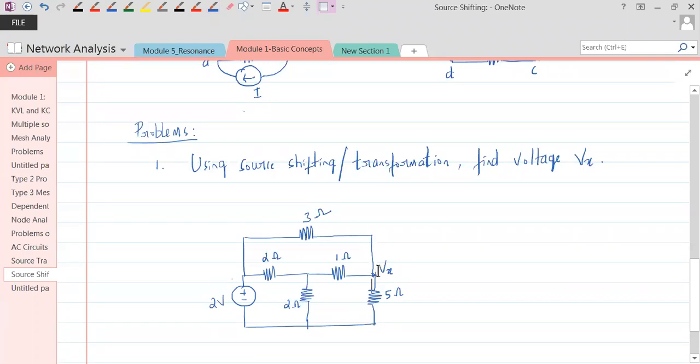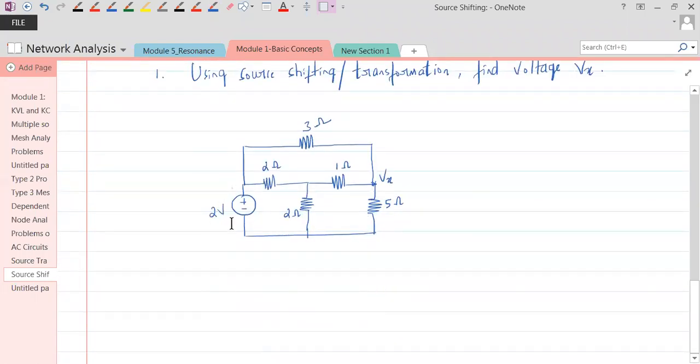What you have to do is find out this voltage Vx. Vx is the voltage dropping across 5 ohms. You need to find it by source shifting and transformation. You can also use mesh analysis and node analysis for this, but you are not supposed to use them. At max, you can apply KCL or KVL at the end, but you should not use mesh analysis or node analysis.